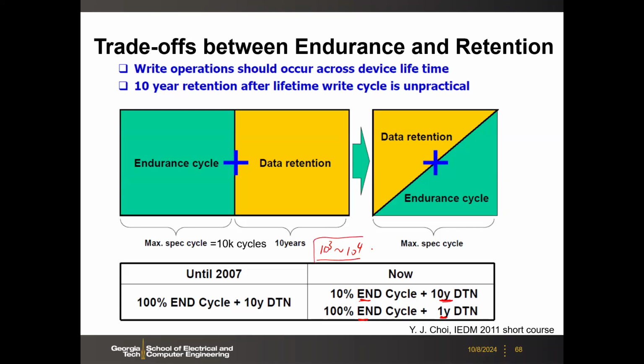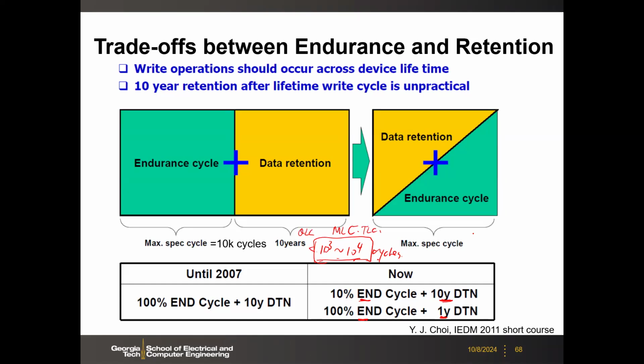So this one, even at high temperature, you want to have like 1,000 cycles. This is a typical number, okay? For today's MLC, TLC, so on, even QLC, maybe even less than 1,000 cycles.